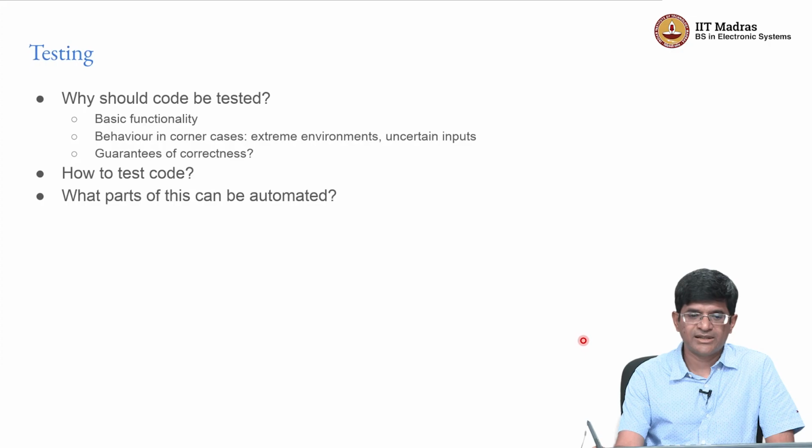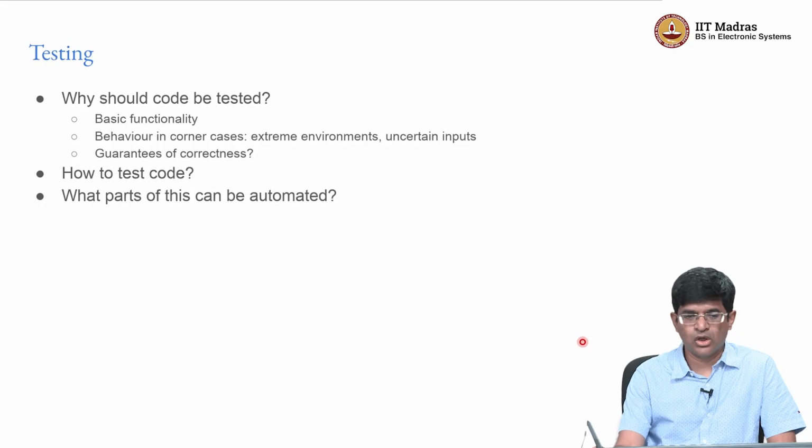You want to test for basic functionality. You also want to make sure that even if certain kinds of corner cases, maybe extreme environments, a temperature that you never really anticipated to start with, right? Or some kind of uncertainty in the inputs, some strange behavior that was not expected to happen. If any one of those happens, can you still say how your program will behave? And do you have a definition of correct behavior, and does your program ensure correctness of the behavior, right?